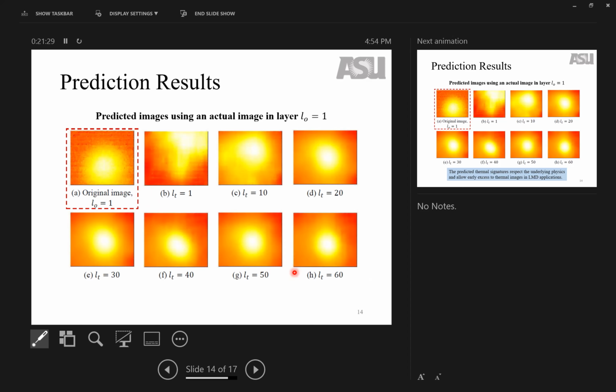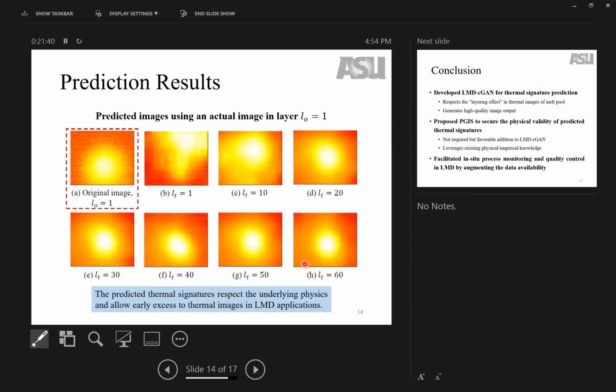If you do a more detailed comparison with, say, another image from layer 60, this image in layer 60 is almost the same as the real one. We say that this method we developed here is very effective. It respects the layering effect of LMB processes and allows early access to thermal images in future layers for an in-process part. That really augments the data availability for LMB and facilitates in-process monitoring.